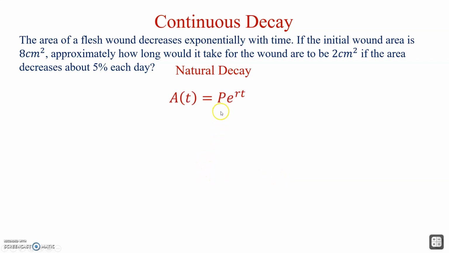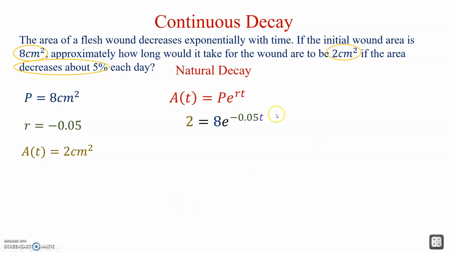We're still going to use our continuous growth, or in this case, continuous decay formula, the PERT formula. So P is still 8 square centimeters, like it was before. R is still negative 0.05, again because it was a decrease of 5%. A of T, this is the amount after time has passed. So we now know that is 2 square centimeters because it told us. And we're trying to find the time. So everything has been substituted in. There's the amount after time has passed, there's what we're starting with, there's our rate. So in this case, we're trying to find T.